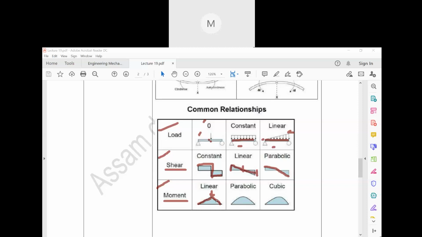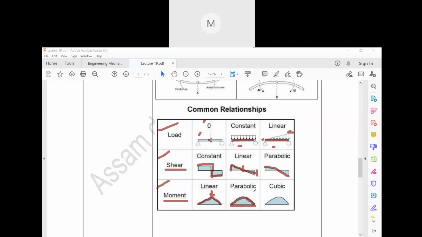Now for the next one, uniformly distributed load, the bending moment will be a parabolic curve. Got it? The bending moment is a parabolic curve. And for uniformly varying load, it is a cubic curve.